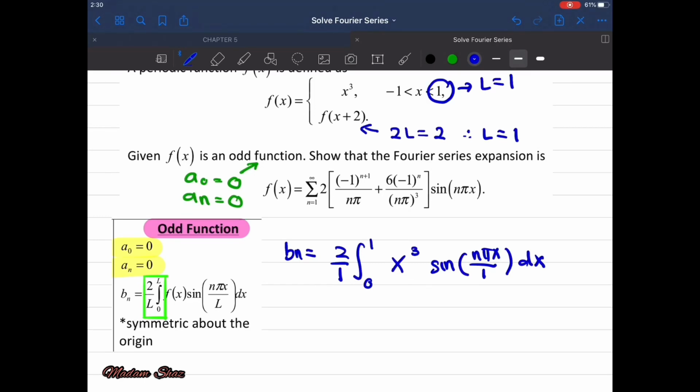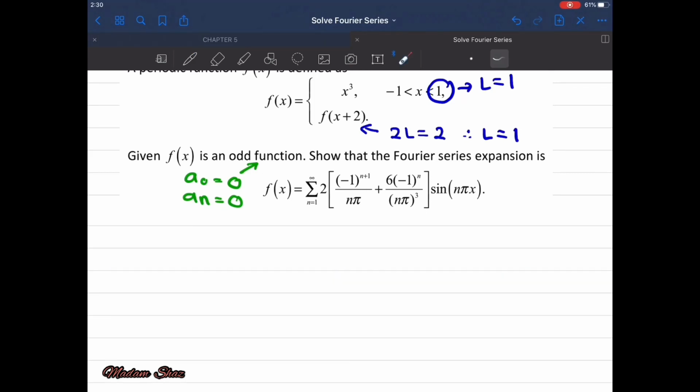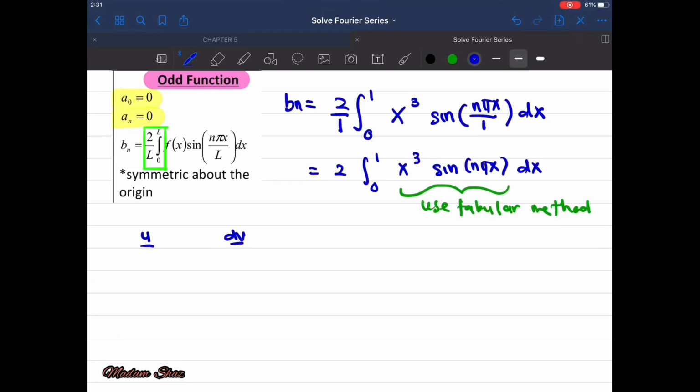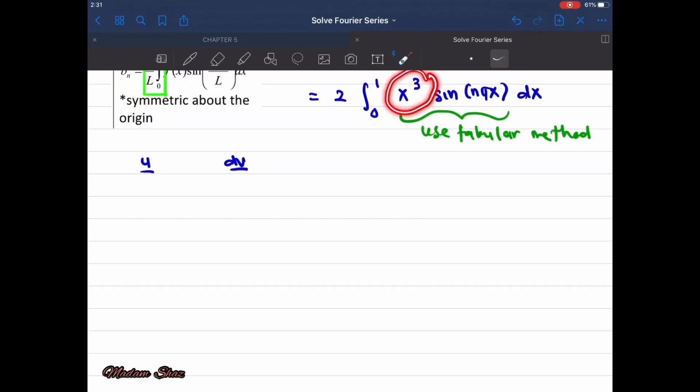So now simplify before you want to integrate. 2 over 1 will become 2. Integrate 0 until 1, x to the power of 3 sin n pi x dx. So in order to integrate x to the power of 3 multiply with the sin n pi x, we have to integrate by using tabular method. So we must have u and you must have dv. So our u is equal to x to the power of 3, dv is sin n pi x.